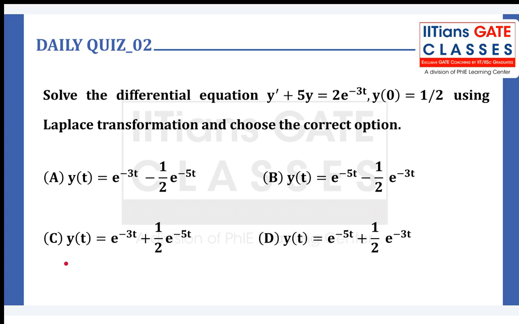Here you have a differential equation, a first order linear differential equation, non-homogeneous because the RHS is not 0. They have given you one initial condition also: when t is equal to 0, the y value is half. They are asking you to find the correct option for your function y of t using Laplace transform. This is also a very standard problem, and we have discussed this extensively in our regular classes.